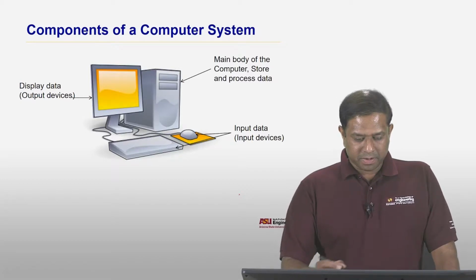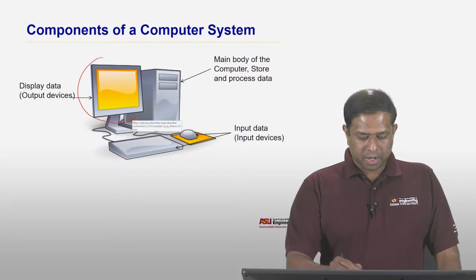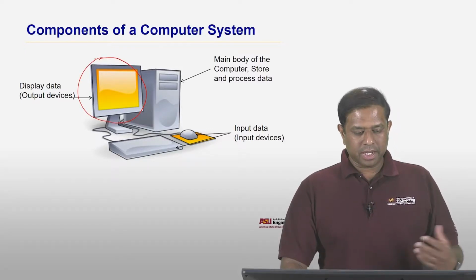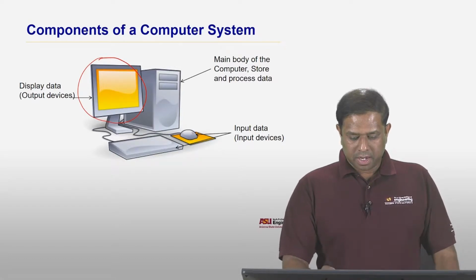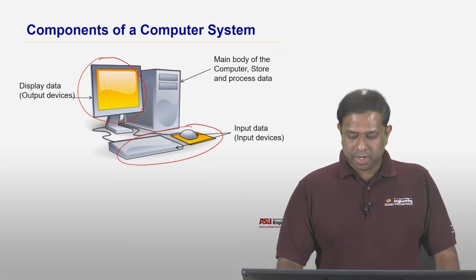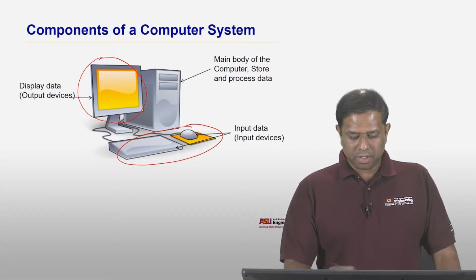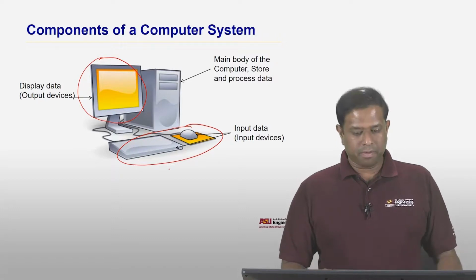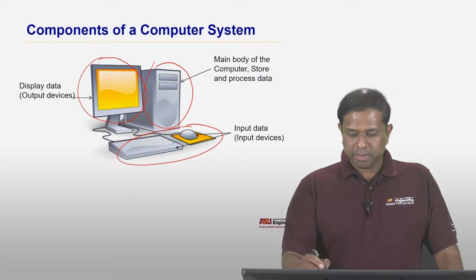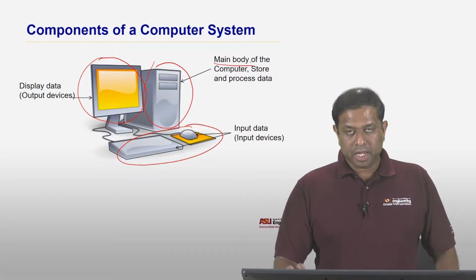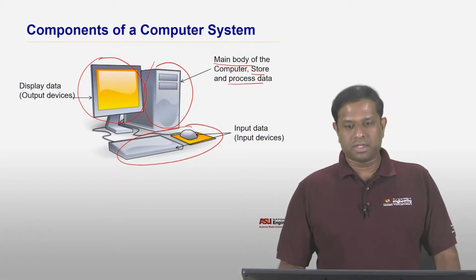So here we have a few key components. The main part shown here is the output device, a monitor in this case, and the other main component is the input device. It can be either a mouse or the keyboard or any other form of input device. And the third main component is the main body of the computer. That's where the data and the programs are stored and processed, right?